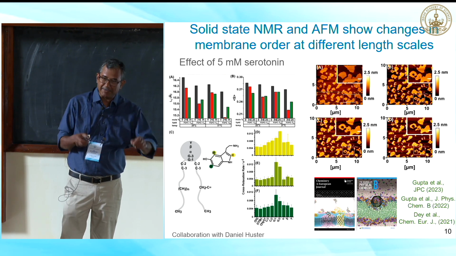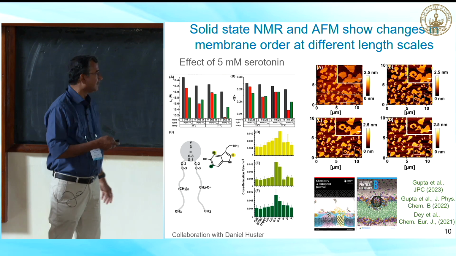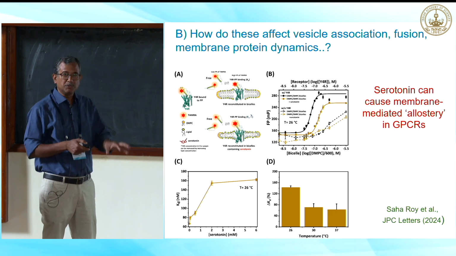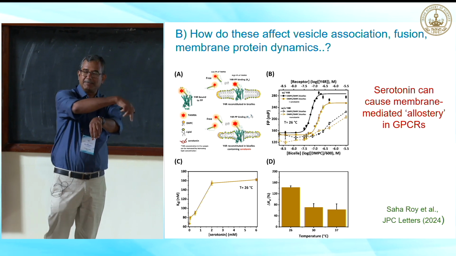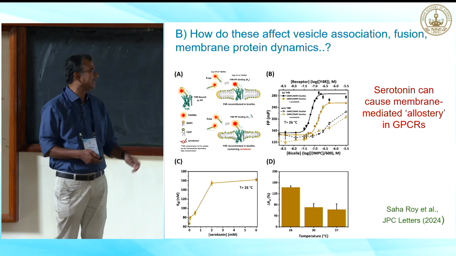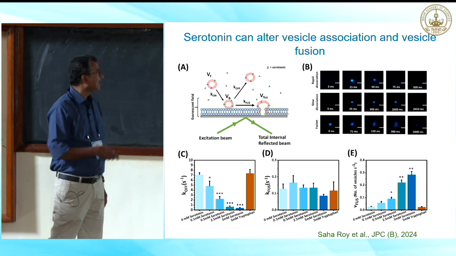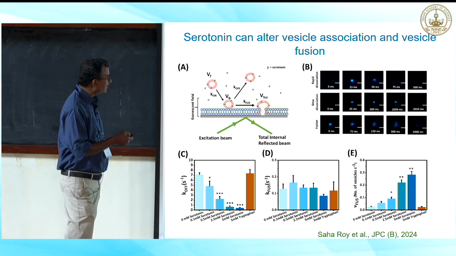It does affect membrane order, and how easy it is to make a pore in the membrane. It does affect membrane protein function by changing, not by talking to the protein itself, but by talking to the membrane and doing some kind of membrane-mediated allostery, and it changes the functions of GPCRs in the membrane. And it does change the ability of vesicles to fuse.